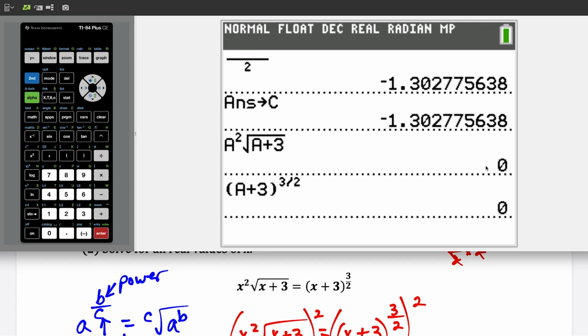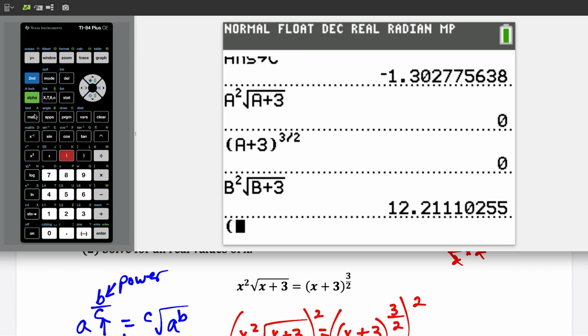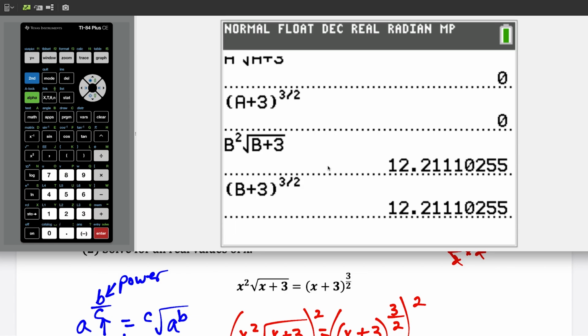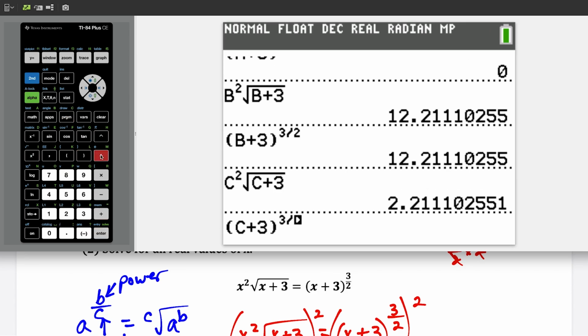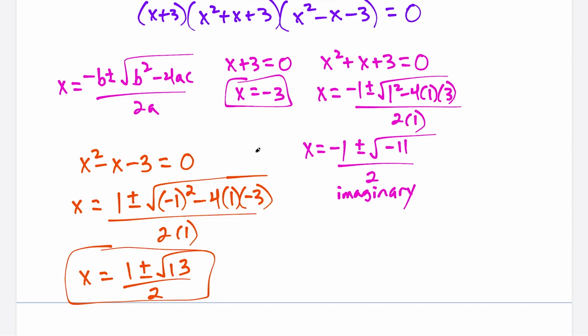So notice left side and right side, we get 0 for both, so A checks out. And now we'll check for B. So notice we get a match for B, so that second solution is good. And now we'll check for the last solution for our value that we saved in the letter C. So all three solutions check out.